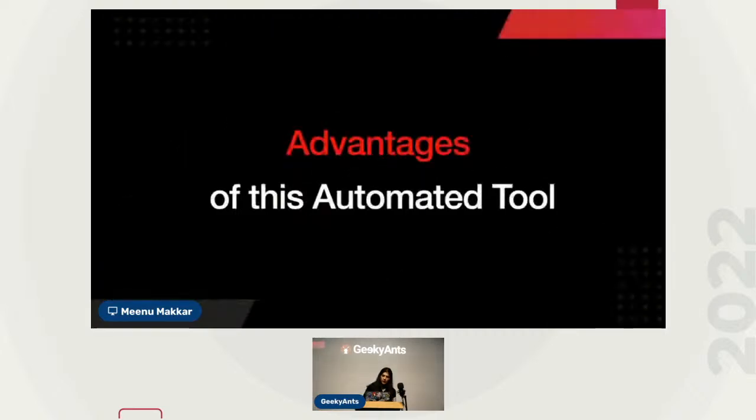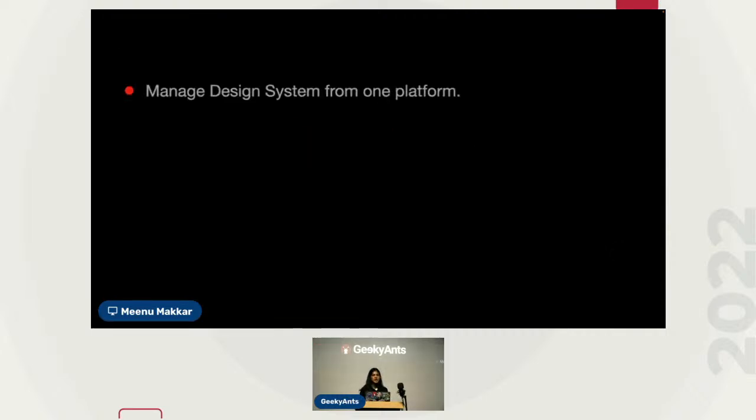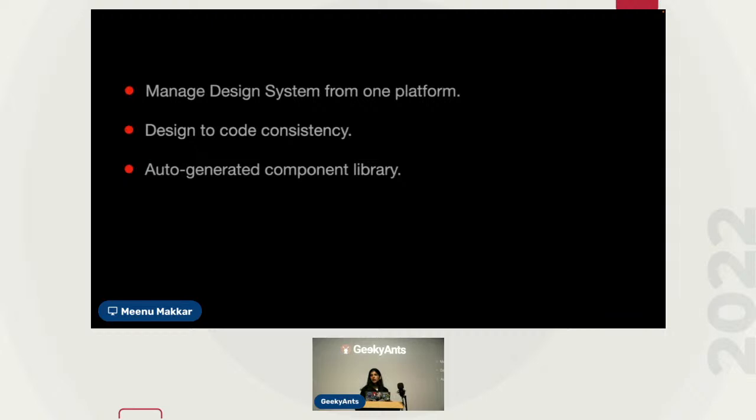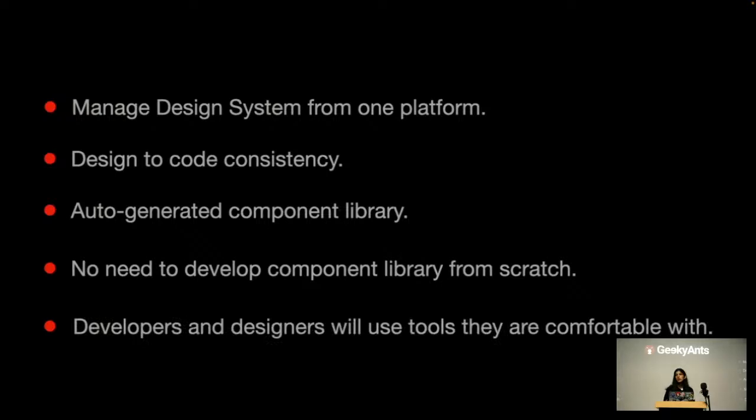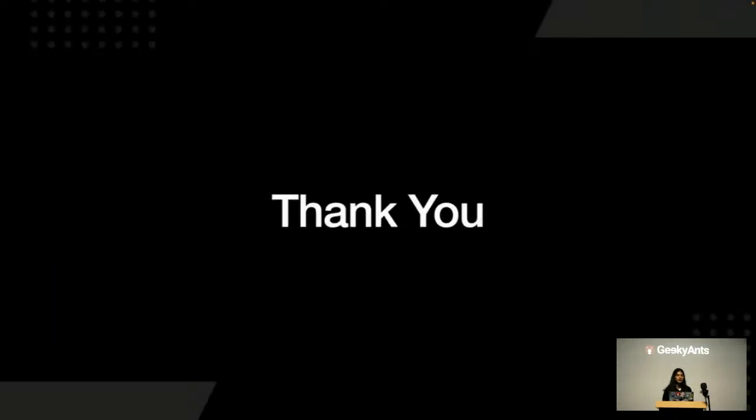At last, I wanted to summarize. What are the advantages of this automated tool? I think this is a great place to start with and then scale. Basically, we can manage our design system from one platform, one tool. We have design to code consistency because the source of truth is single. We have an auto generated component library. We can add more custom components in that. We don't need to develop a component library from scratch. And designers and developers don't have to change their platform to work on this, because it just helps, it doesn't want to add more dependency. Thank you.